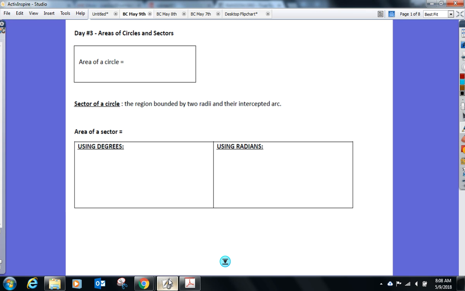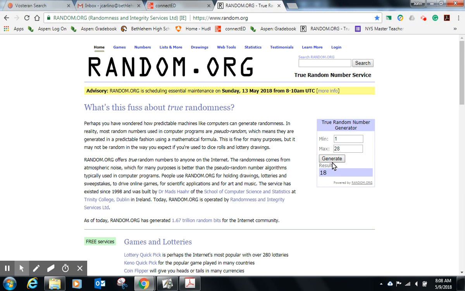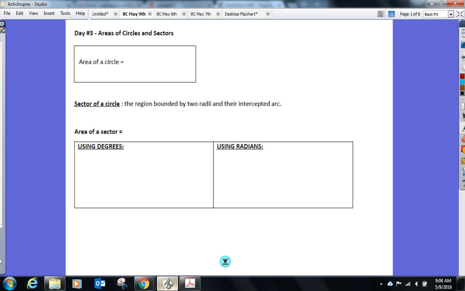Area of a circle. Already went over it. Here we go. 18. Area of a circle. Pi r squared. R for radius, everyone. R for radius. Pi r squared.